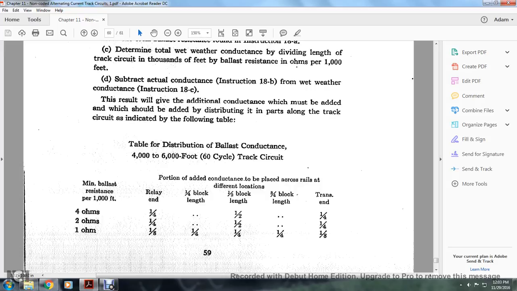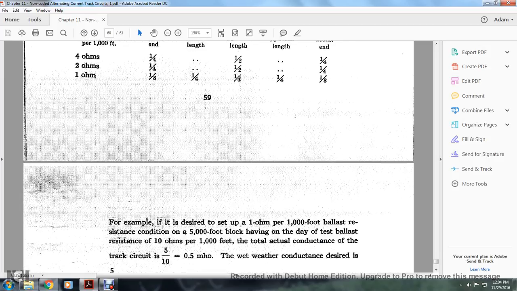The relay end, quarter block, and so on: for 4 and 2 ohms, and 1 ohm, 1/8 of an inch, and half block at length. For 4 and 2 ohms, the half block length is 1/2, and the transformer end is 1/4 for 4 and 2 ohms, while the 1 ohm case goes 1/8 at the relay end, 1/4 at the quarter block end, 1/4 at the 1/2 block end, 1/4 at the 3/4 block end, and 1/8 at the transformer end.